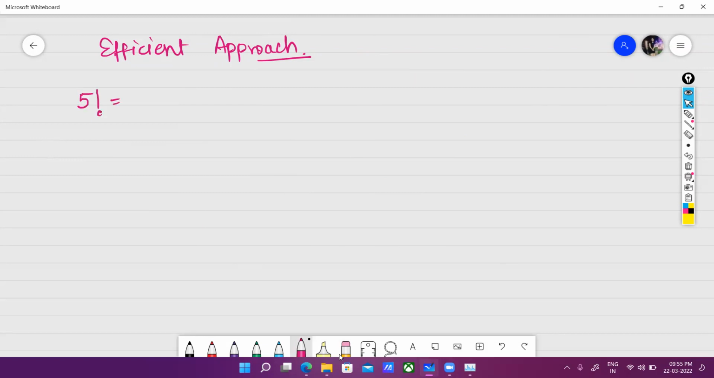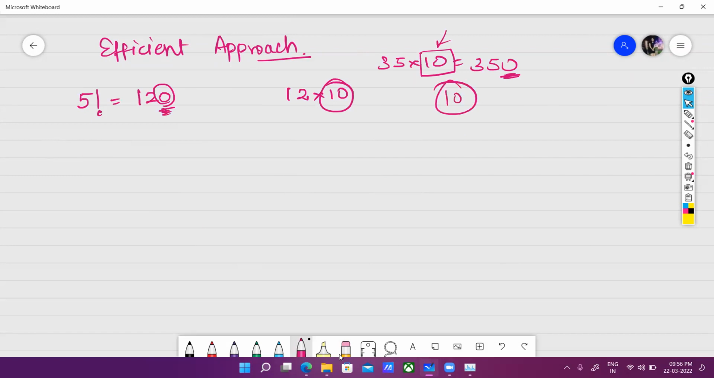Now just observe here. What makes a number end with 0? For example, if I have 12, what makes it end with 0? Of course, the 10. If I take any number, say 35, and multiply it by 10, it's 350. I need that 10 in the product at the end. So how do I get it? By multiplying by 10. But see, in 5 factorial also, 1 into 2 into 3 into 4 into 5, I don't find any 10, a number I can multiply by 10. I can't find it here, right?